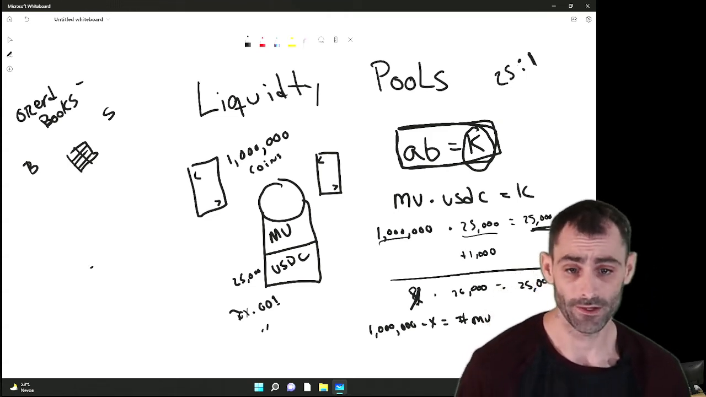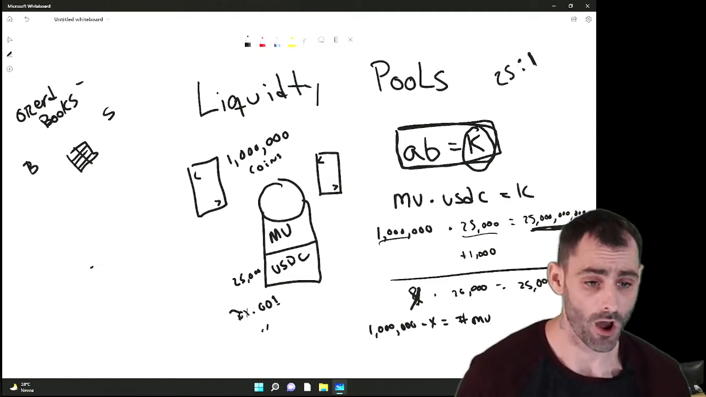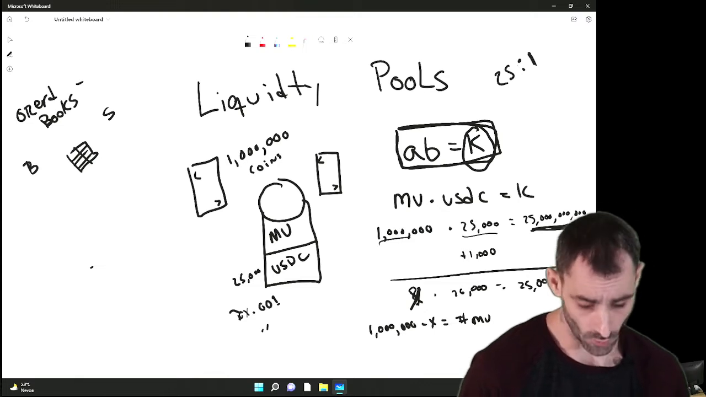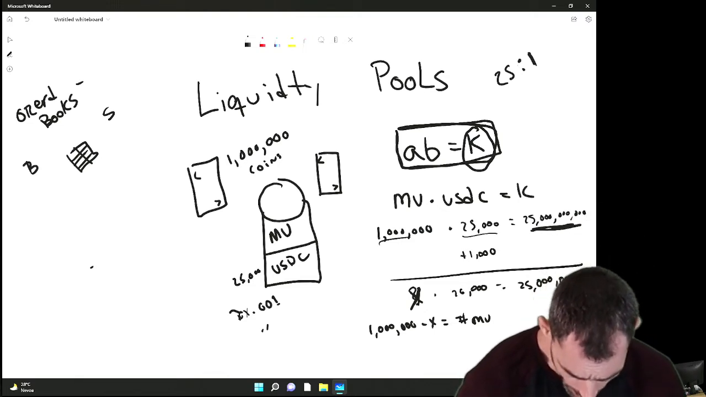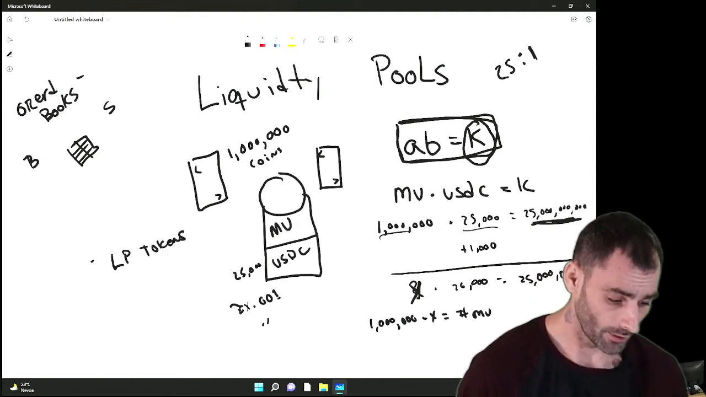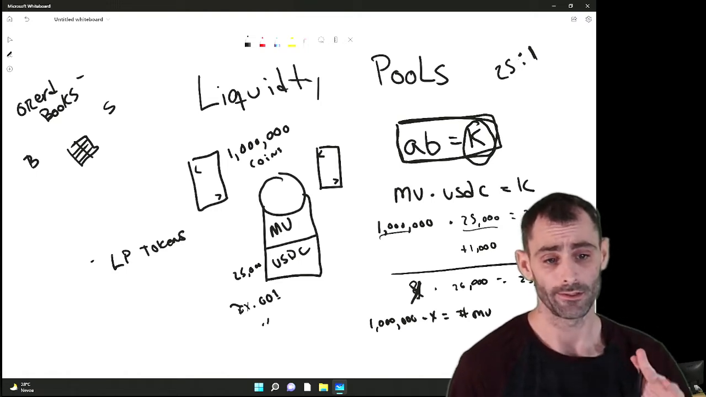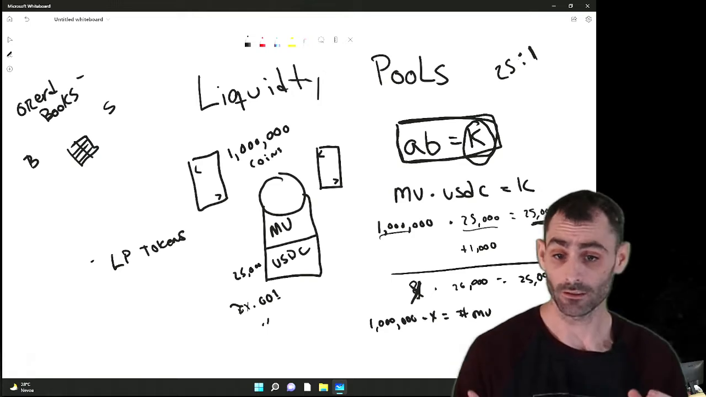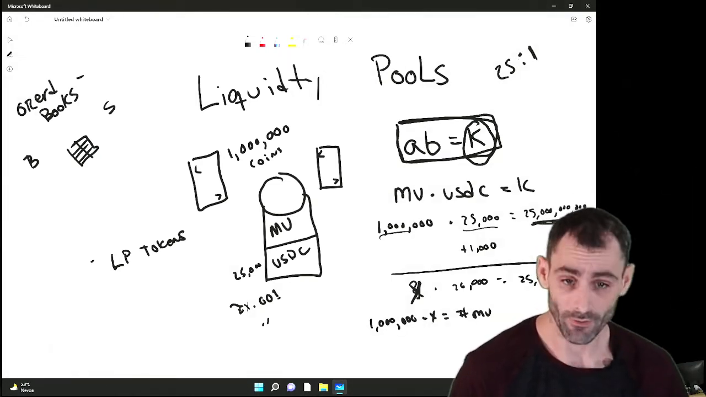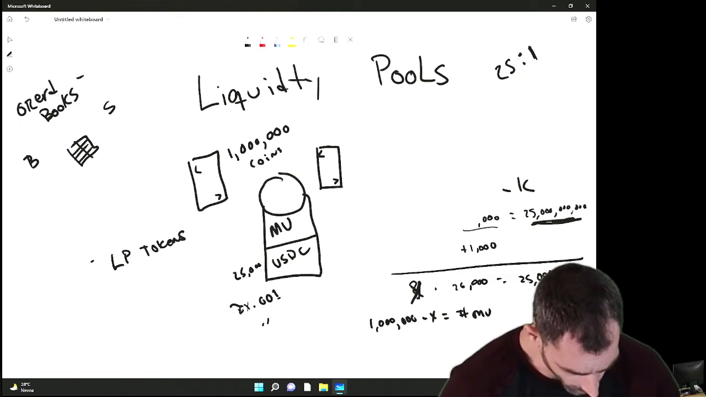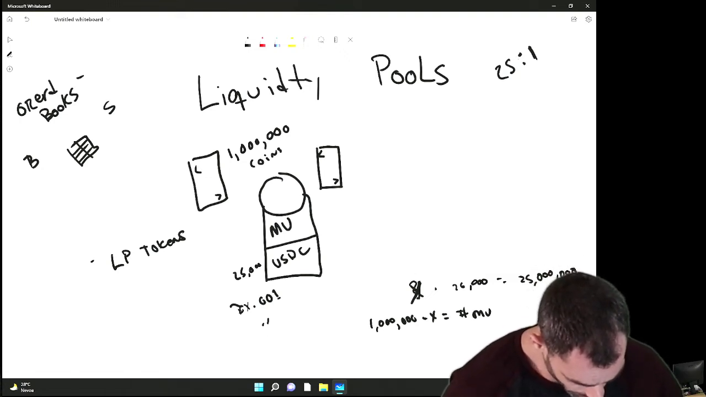Now, one other thing that you really need to know about liquidity pools is that liquidity pools have their own tokens called LP tokens. Okay, so liquidity pools have their own tokens. They're called liquidity pool tokens, and that token is basically your receipt that you've provided liquidity to the actual pool. All right. So how those tokens work?